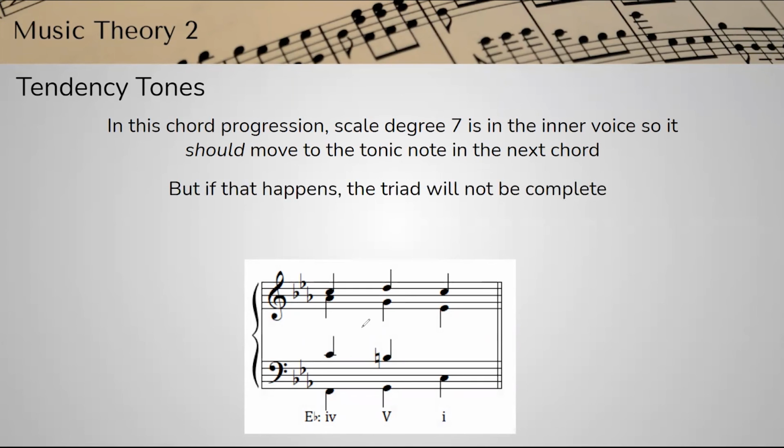If we move that B natural up to the note C, then you'll see that we have a chord that has a C, another C, an E flat, and a C. Well, this should be a C minor triad, so this triad is not complete because it's missing its G. And that's okay. But if we did want it to be complete, which most of the time we do want things to be, we cannot go to that C.